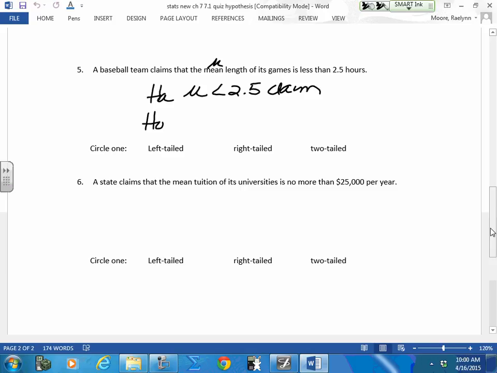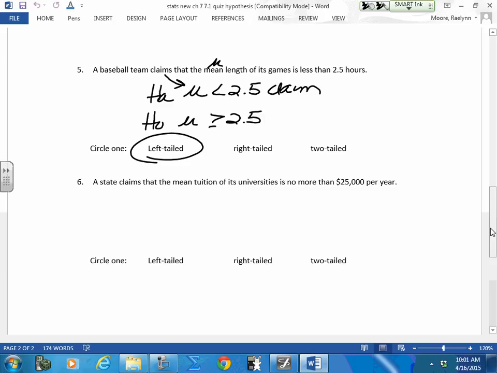Good. What would be its complement? It's H0. Mu is greater than or equal to 2.5. Good. And what tail test do we have? Left. It follows the HA. Good. Okay, last one. Jada, try the last one.